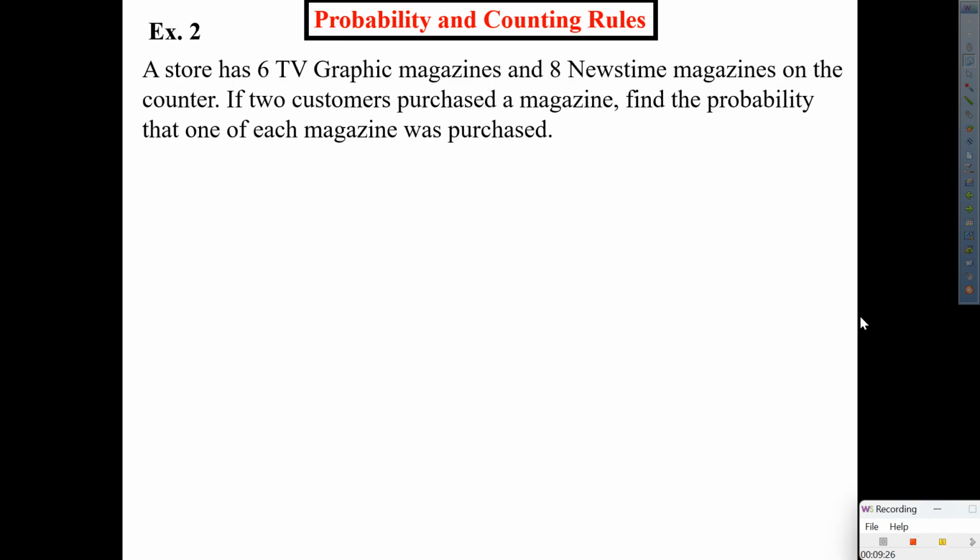Example 2. Write it down, please, so you can have it as a sample. A store has 6 TV Graphic magazines and 8 News Time magazines on the counter. If 2 customers purchase a magazine, find the probability that one of each magazine was purchased. Copy that. All right, here we go.